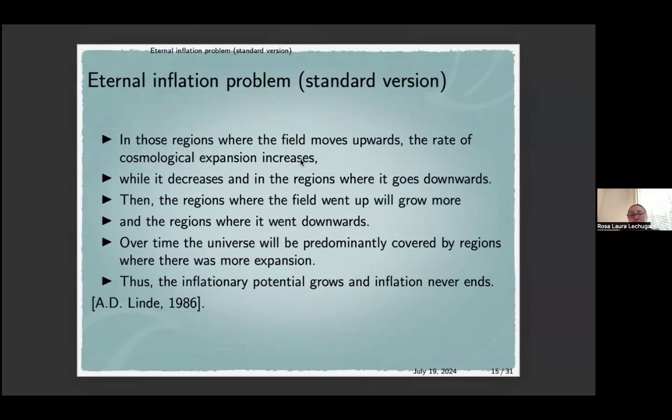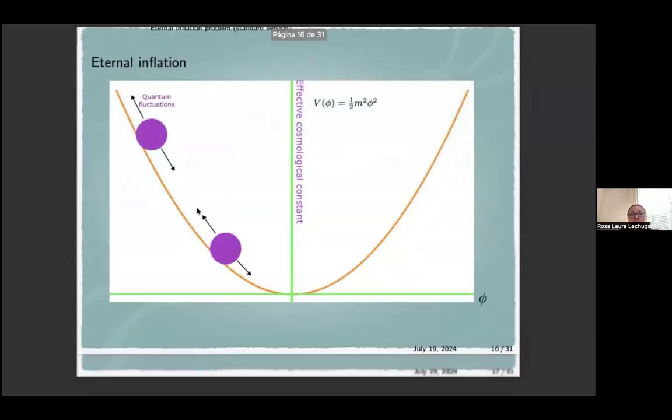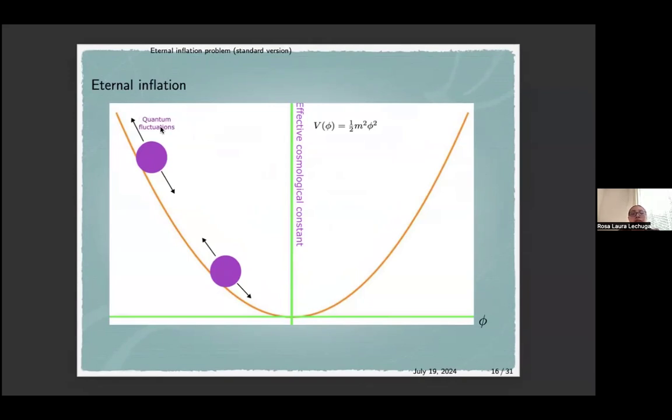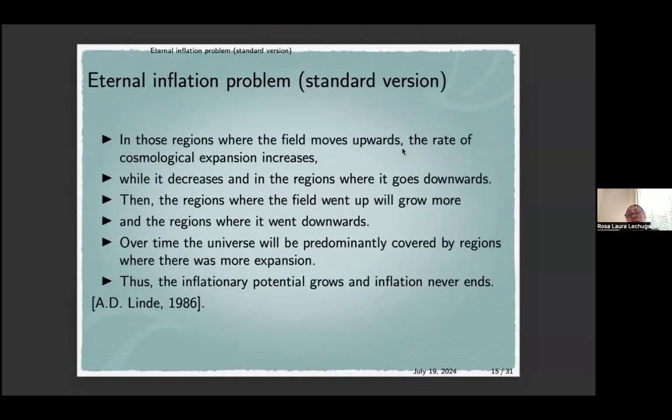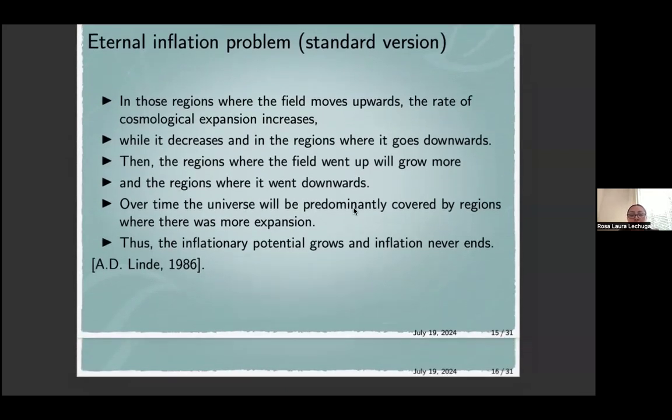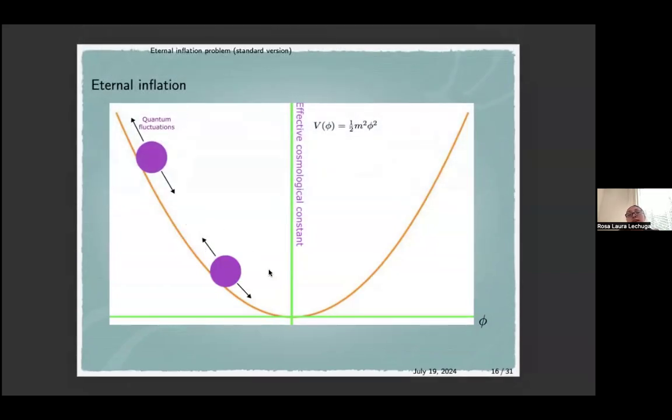But what happens in the regions in which the field moves upwards, as I showed you previously? If the quantum fluctuations made the field move backwards, we are going to have a bigger value for this effective cosmological constant, and the rate of the cosmological expansion will be increased. But thinking of the other case, in the regions where the field went down, we don't have a problem, because those regions are going to have an expansion not as big as in the first case.